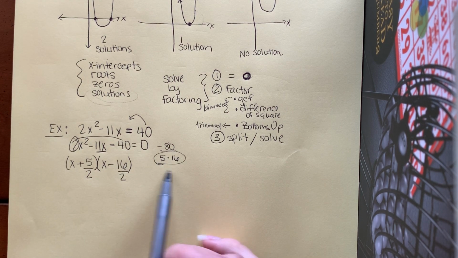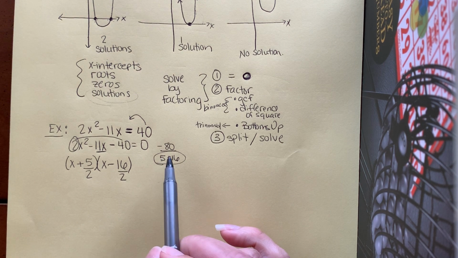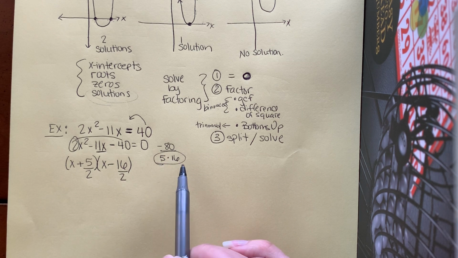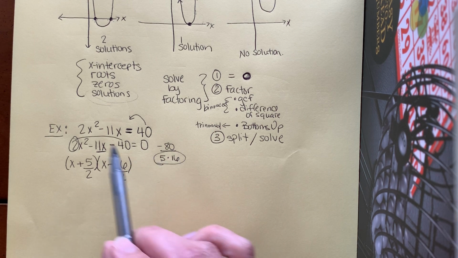Multiply the first and last. It helps if you list all your factors so you can see them. Okay, I could have said 1 and 80, 2 and 40, 4 and 20, 5 and 16, 8 and 10. I think that's all of them. Find the one that gives you 11. So 5 and 16 gives me my 11.